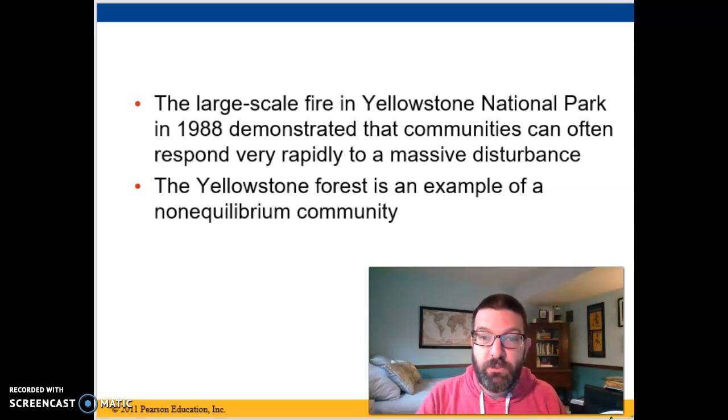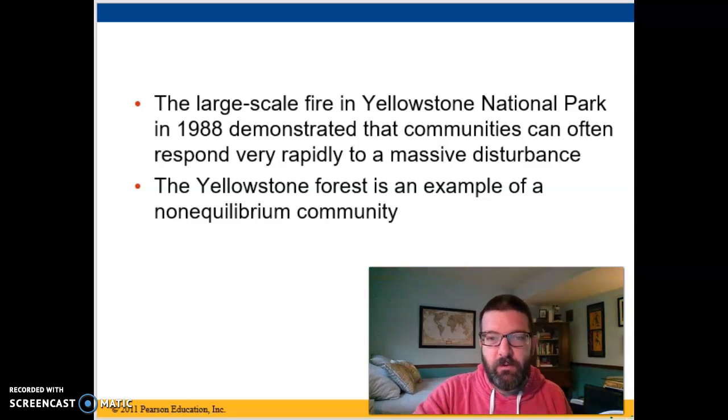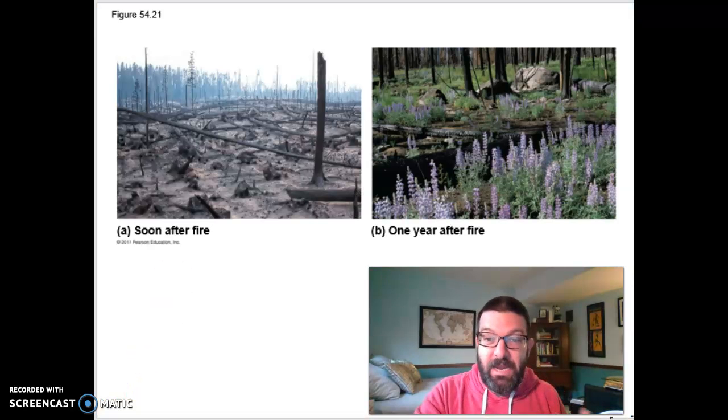I talked about Yellowstone earlier with regard to wolves, but Yellowstone also had a huge fire in 1988, and so it is an example of a non-equilibrium community. And you've been able to do a lot of studying of this national park to see how big natural areas respond to massive disturbances. And it began to come back quickly.